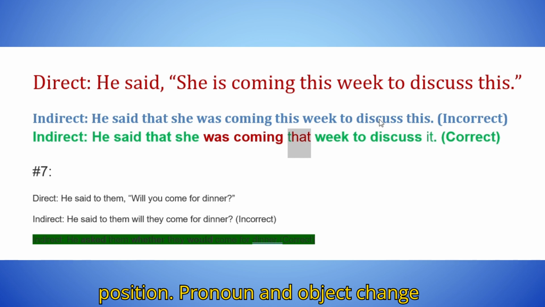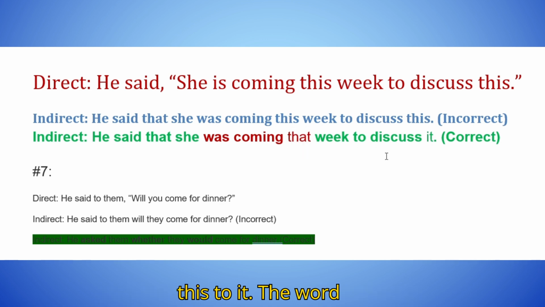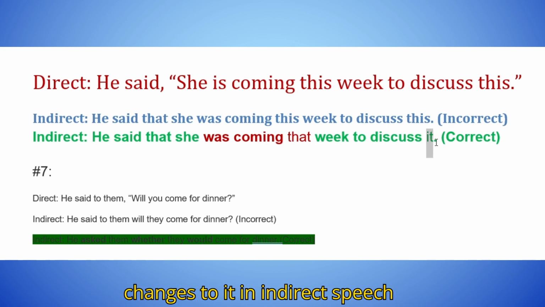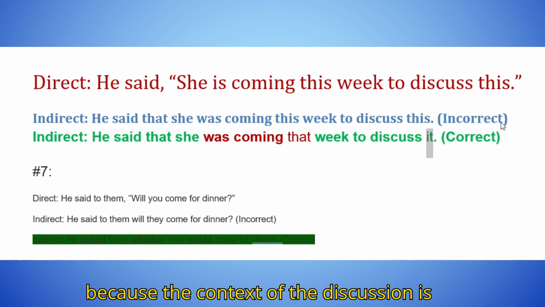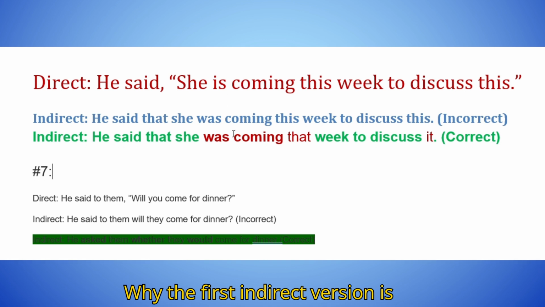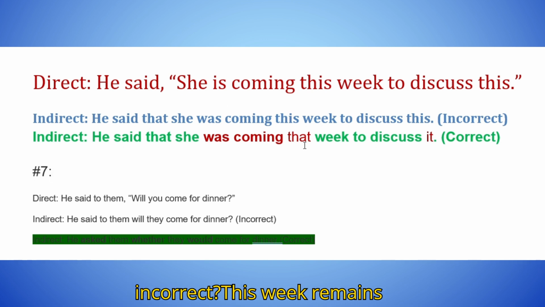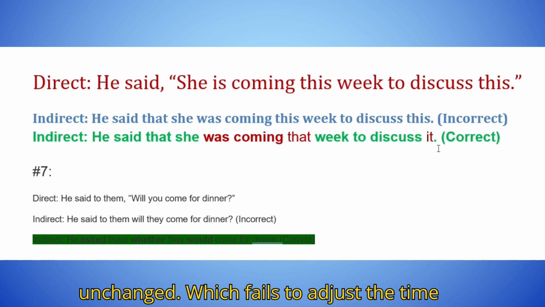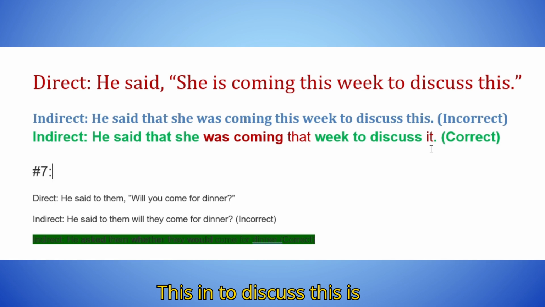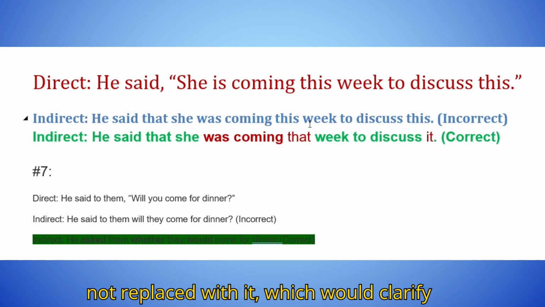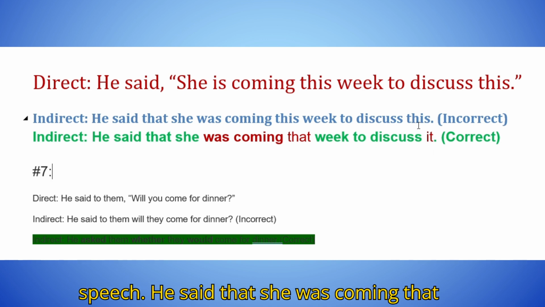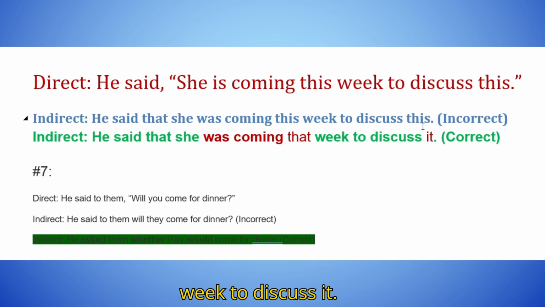Pronoun and object change, this, to, it. The word, this, in the phrase, to discuss this, changes to, it, in indirect speech because the context of the discussion is now being reported, not directly spoken. Why the first indirect version is incorrect. This week remains unchanged, which fails to adjust the time reference to reflect the new perspective. This, in, to discuss this, is not replaced with it, which would clarify the indirect context. Correct indirect speech. He said that she was coming that week to discuss it.